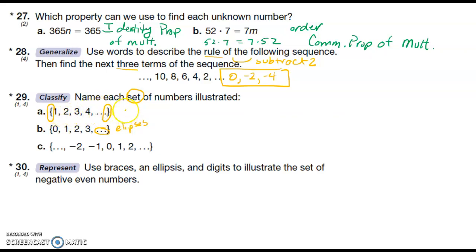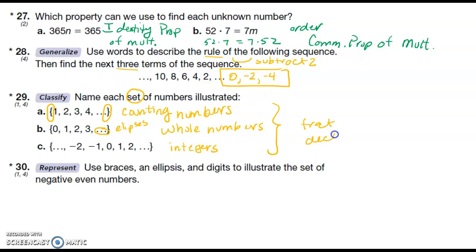So 1, 2, 3, 4, these are going to be counting numbers. Okay. When I put 0 in front of 1, 2, and 3, these become whole numbers. Whole numbers do not have negative numbers. And then when I have negative numbers, then I have integers. Keep in mind, none of these involve fractions or decimals.